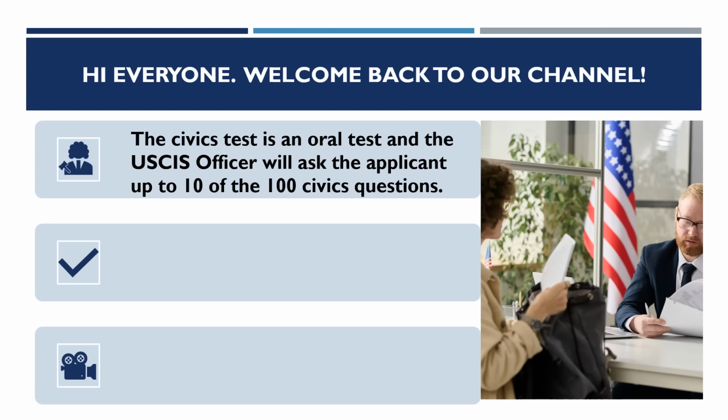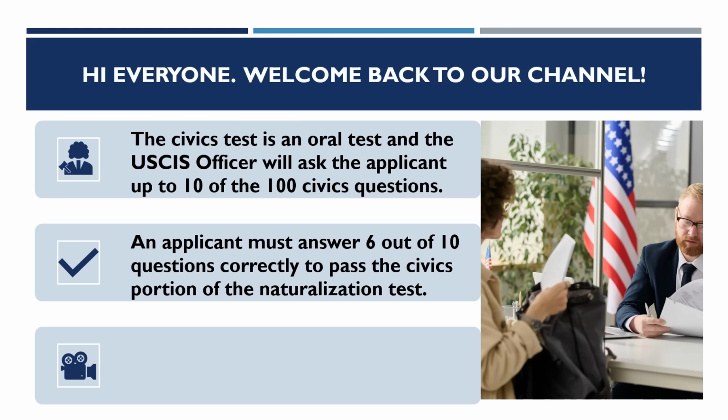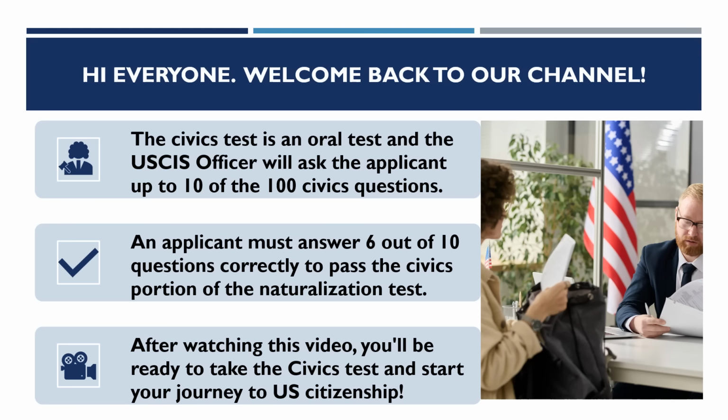The Civics test is an oral test, and the USCIS officer will ask the applicant up to 10 of the 100 Civics questions. An applicant must answer 6 out of the 10 questions correctly to pass the Civics portion of the naturalization test. After watching this video, you'll be ready to take the Civics test and start your journey to US citizenship.